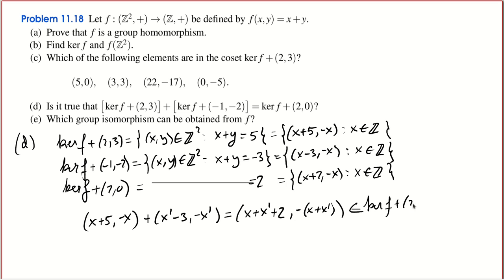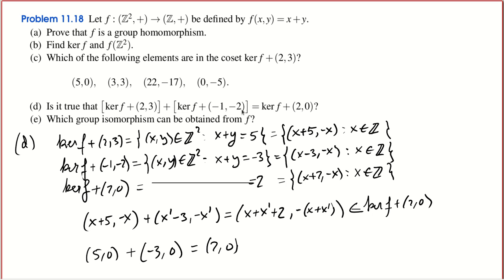So the sum of any element of the first coset plus any element of the second coset gives you an element of the third coset here. So this is true, and of course you can generalize that. You have (2, 3) and (5, 0) belonging to the same coset. Here you have (-1, -2). This one and (-3, 0) are in the same coset. And if you add these two, you get (2, 0), and (2, 0) is in this coset here.